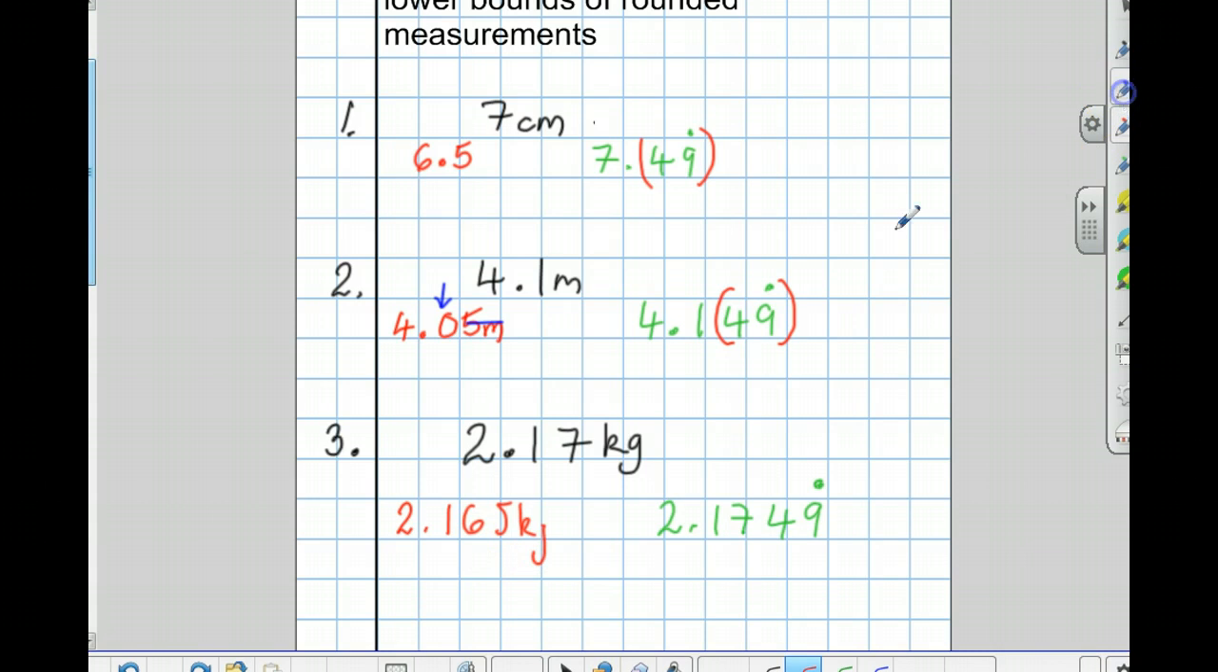And let's see why. If I rounded 2.165 to 2 decimal places, the last figure I keep would be the 6. I'd get rid of all the others. The first thing I crossed out would be a 5, which means the 6 becomes 1 bigger. And that's how you round measurements. Okay, and that enables us to see the lowest value it could possibly be and the largest value it could possibly be. Right, thank you for listening.